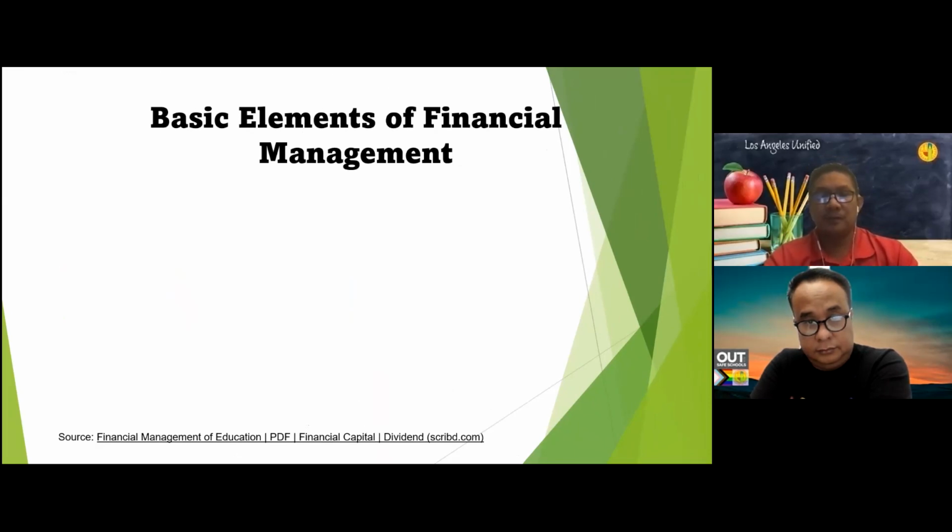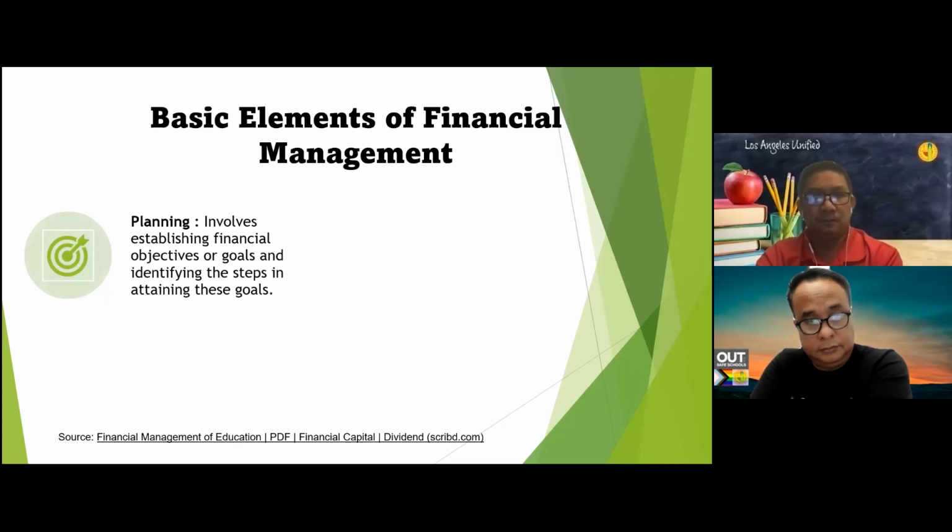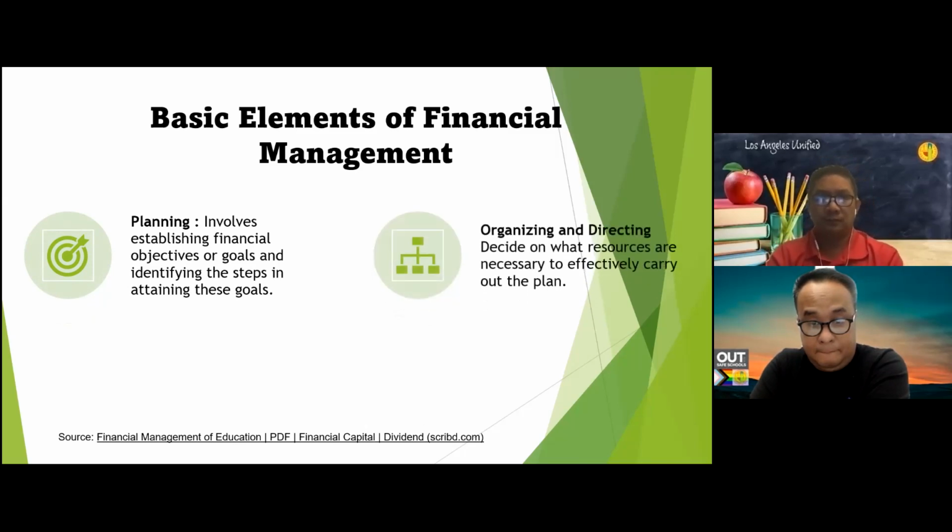Financial management has four basic elements. Let's take a look at each one. The first is planning. And that's the first step in managing financial resources. That is to plan. And this involves establishing financial objectives or goals and identifying the steps in attaining these goals. Planning involves brainstorming and teamwork within the organization in terms of proper use of resources or even where these resources are coming from. It's really important to know and to plan where to get these resources.